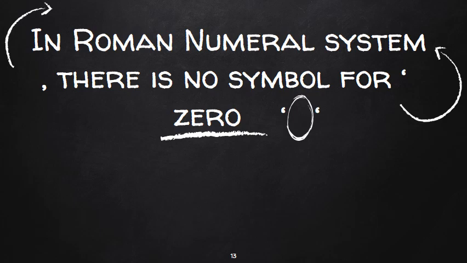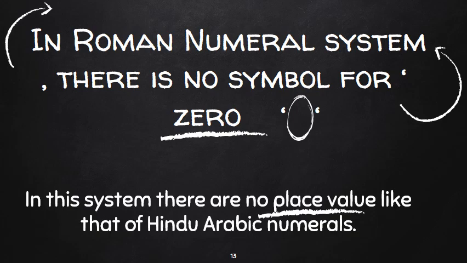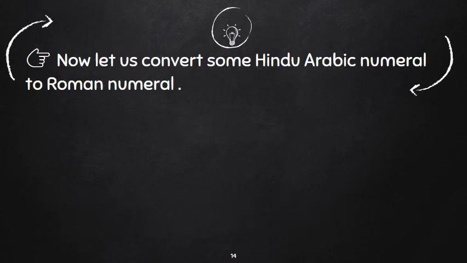Okay. Now another rule is that in the Roman numeral system there is no symbol for 0. So you have to keep it in your mind that there is no symbol for 0 in the Roman numeral system. In this system, there is no place value like that of Hindu Arabic numerals. Now, let us convert some Hindu Arabic numerals to Roman numerals.